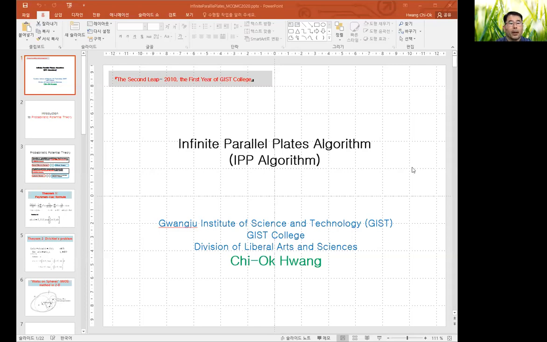Okay. Today my talk title is Infinite Parallel Plates Algorithm, abbreviated as IPP algorithm. I am from Gwangju Institute of Science and Technology in Korea.